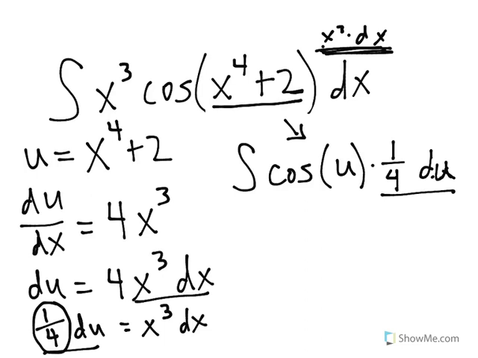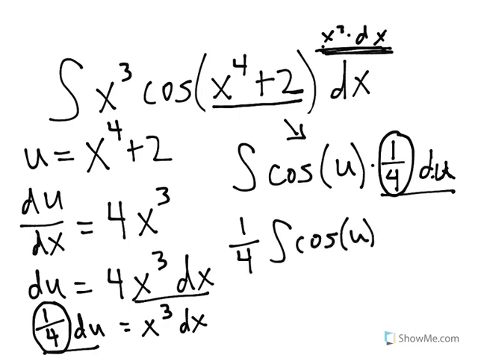Okay, now the nice thing about integrals is that when you have this coefficient here, even though that's on the end right now, you can move that all the way to the front, and another way to write that is 1/4 times the integral of cosine of u du. So this is nice because now the integral on the inside is just the cosine of u. That's a lot easier than the integral that we started with at the beginning.